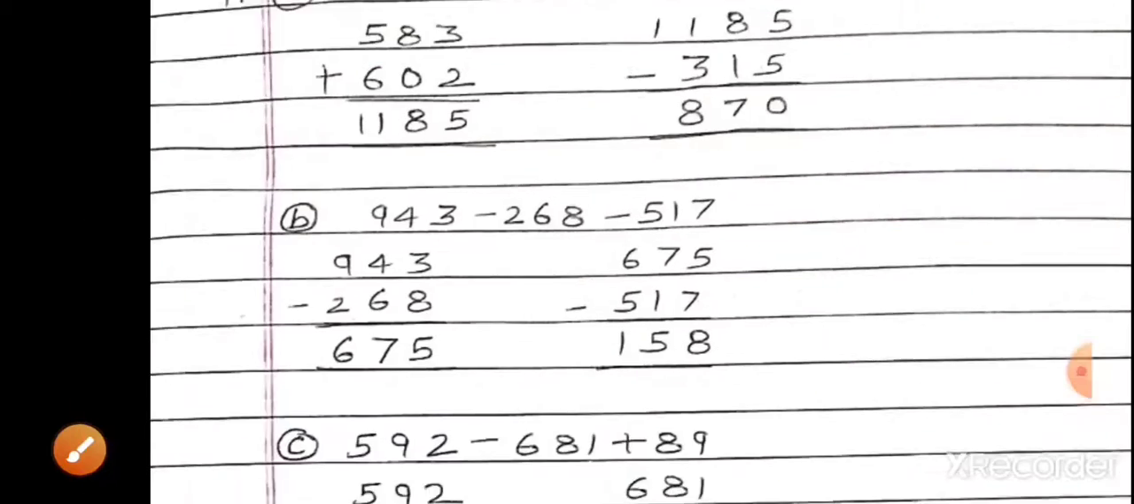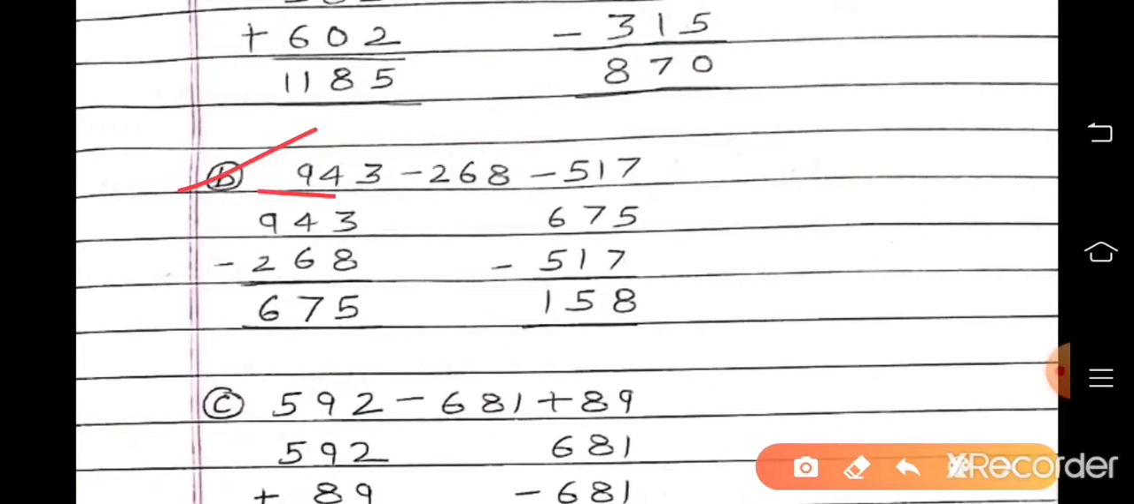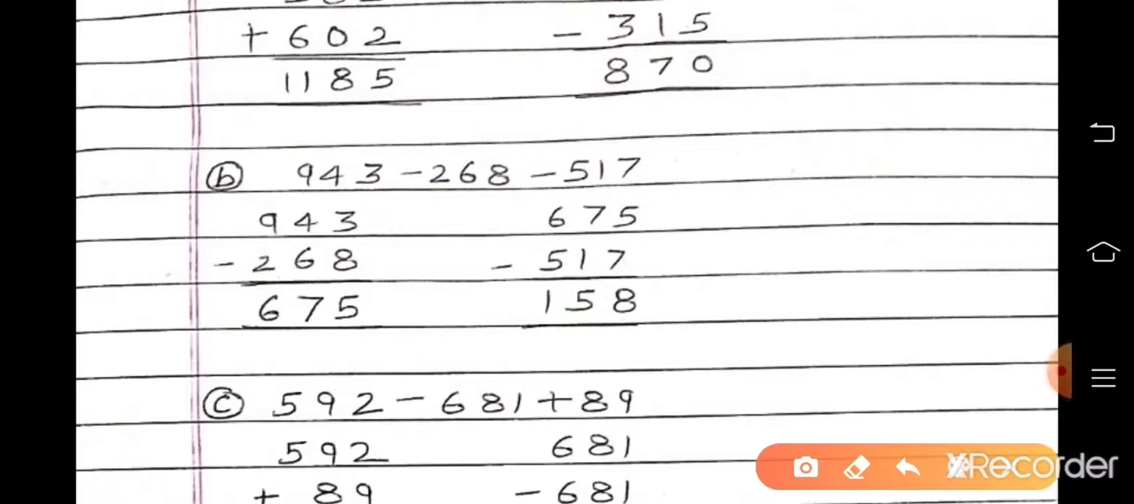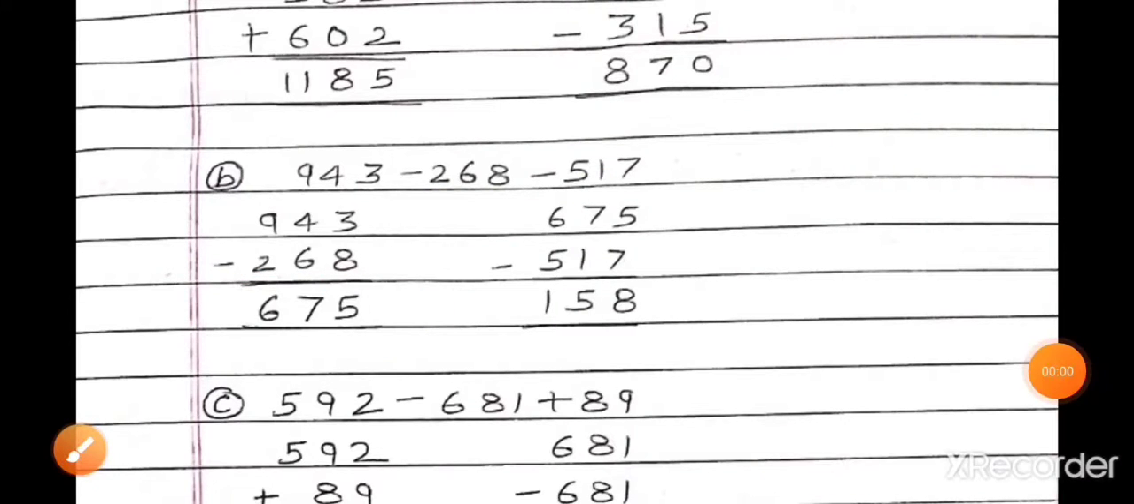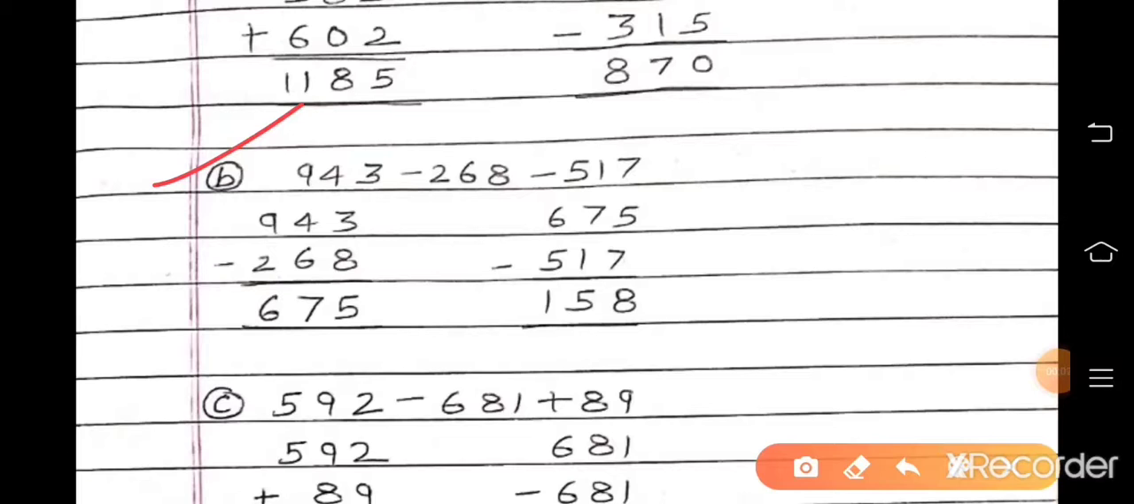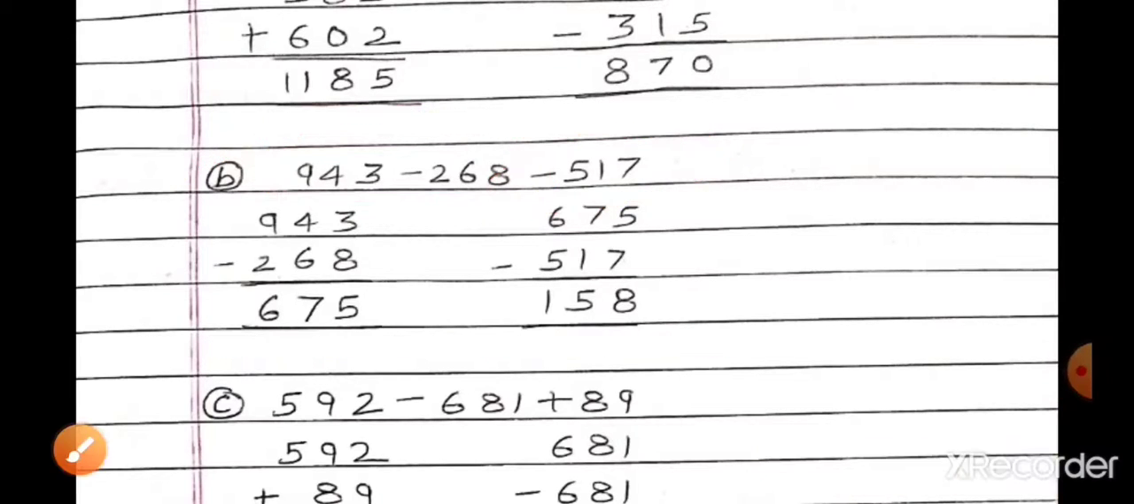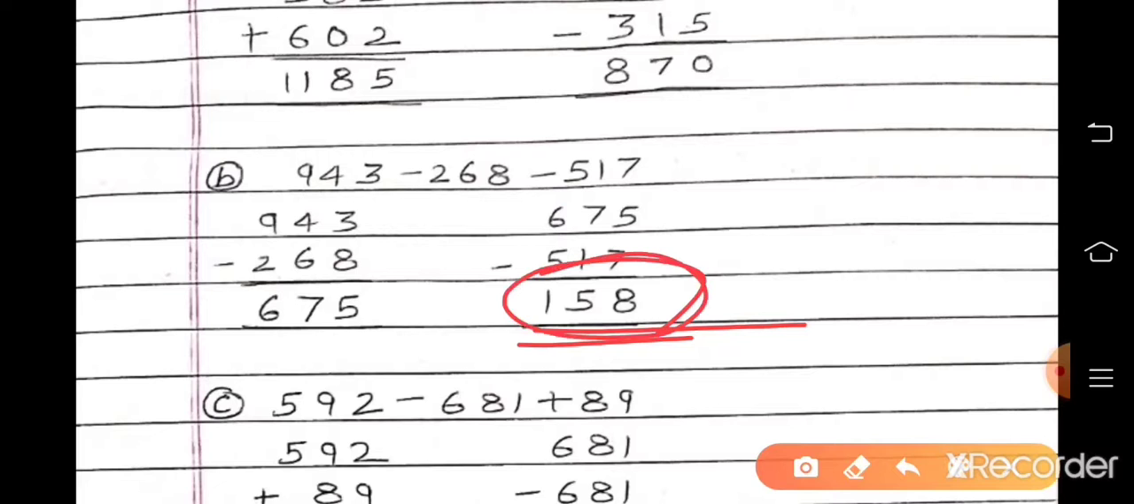Okay. Now the B part, 943 minus 268 minus 517. So first solve this one, and from this answer we will subtract 517. So the answer will be 158.